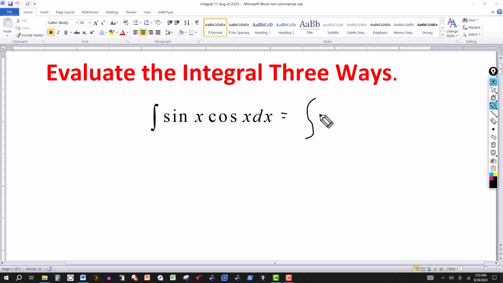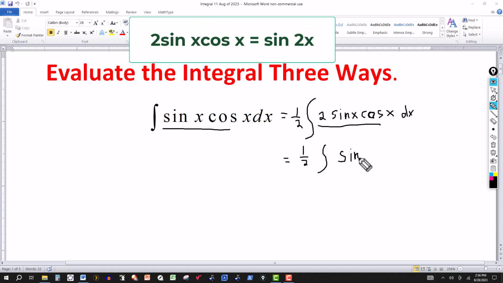So in other words, put a 2 here in front of the product. Now that's legal, as long as I put a 1/2 here in front, because 1/2 times 2 gives me the same thing I started off with. So this then, using that trig identity, is the same thing as the sine of 2x. Now this makes it easier to integrate.